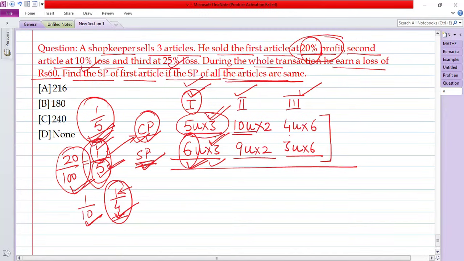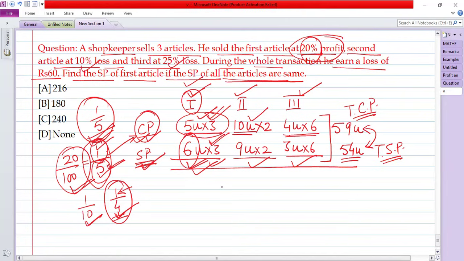Now here it is 15 unit plus 20 unit, 35 plus 24, it will give me 59 unit. This is the total cost price. And this is 18 unit, 18 unit and 18 unit. This is the 54 unit. This is the total selling price. Okay. Now the difference between these two is 5 unit.